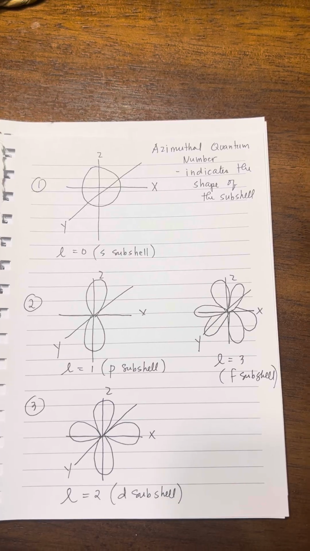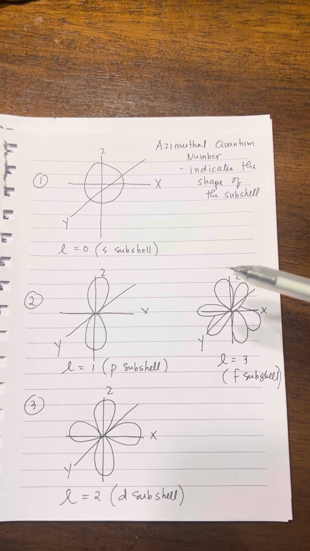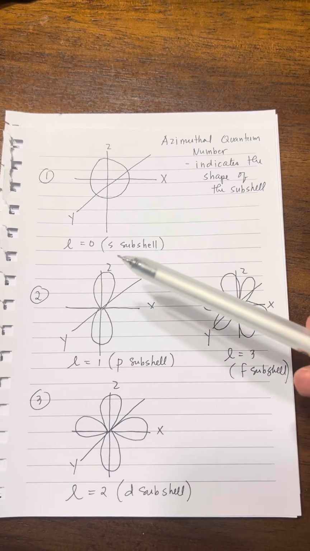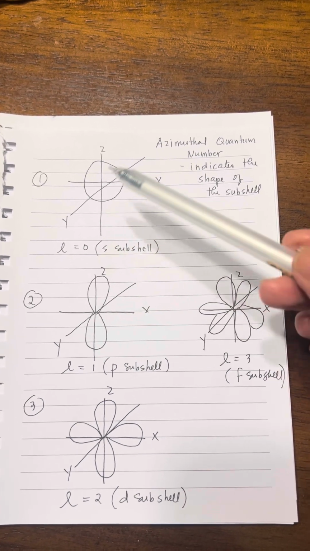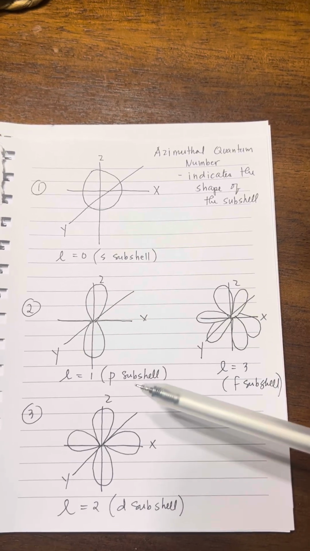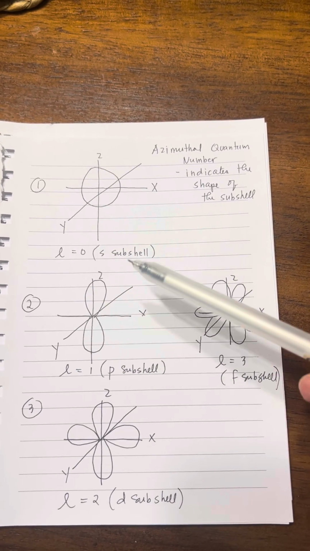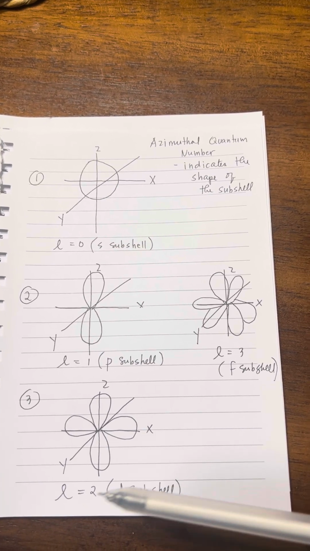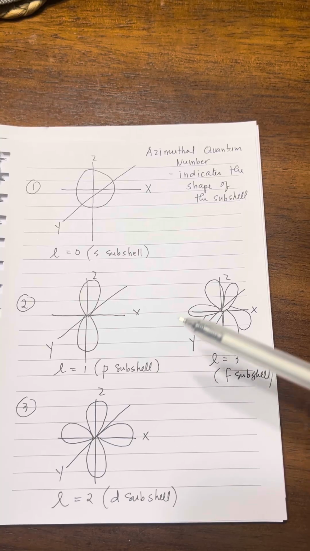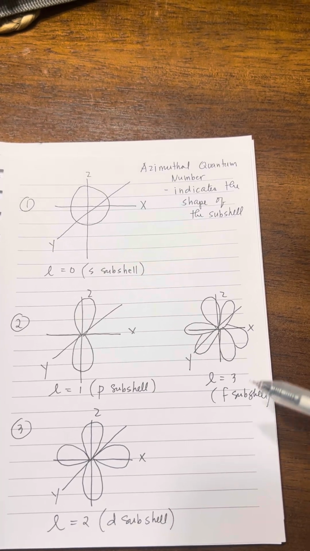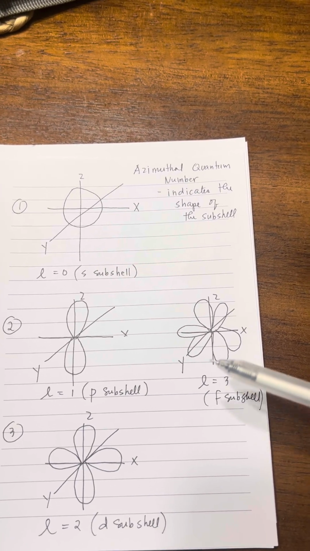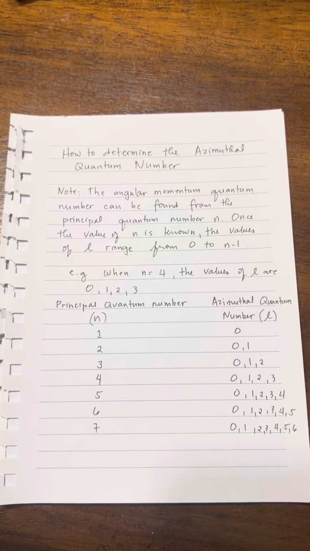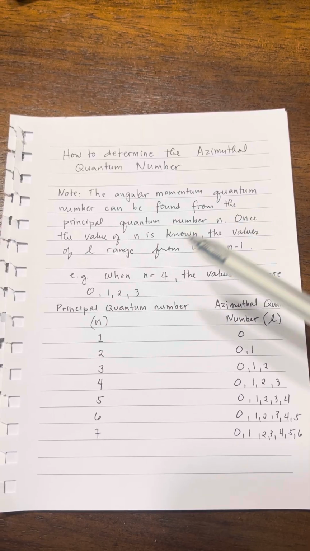These are some sample images of the common shapes. For the S subshell, this is the shape where L equals 0. For the P subshell, this is the shape where L equals 1. For the D subshell, L equals 2, this is the shape. And then for the F subshell, L equals 3, this will be the shape of the subshell. How do we determine the azimuthal quantum number?